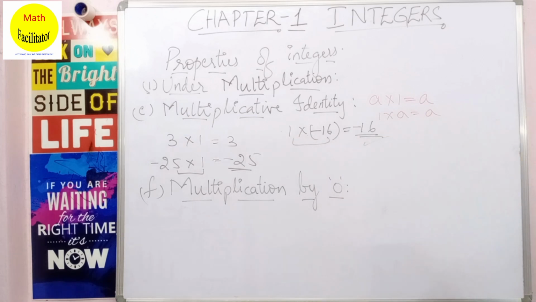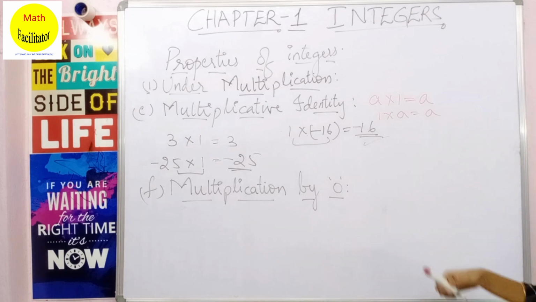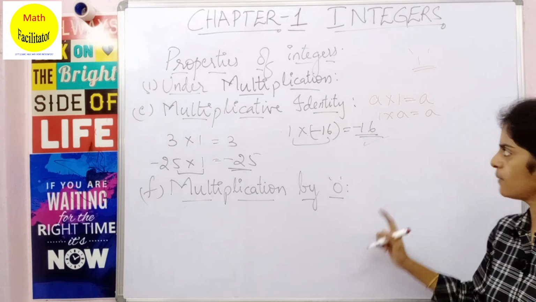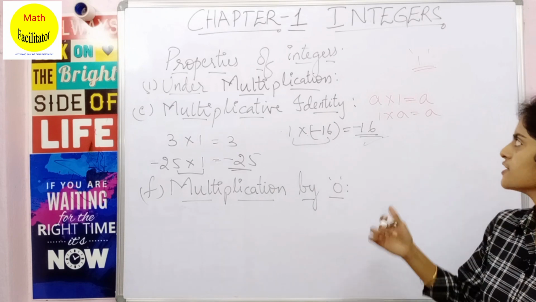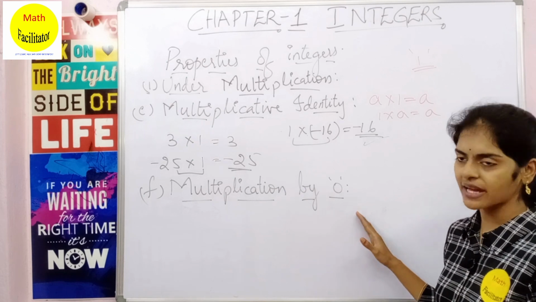In general, you multiply 1 with any number, the answer you get is the same. So here 1 is called multiplicative identity. You multiply 1 with any number, but the answer you get is the same. So 1 is called multiplicative identity. Now let us talk about multiplication by 0.